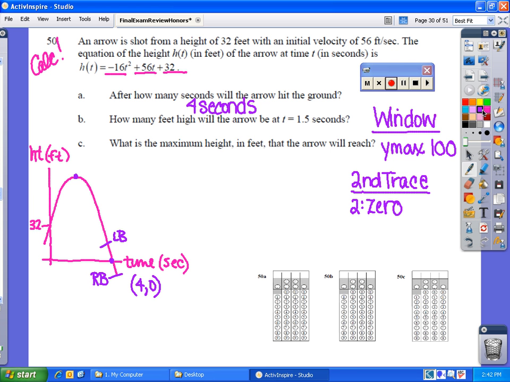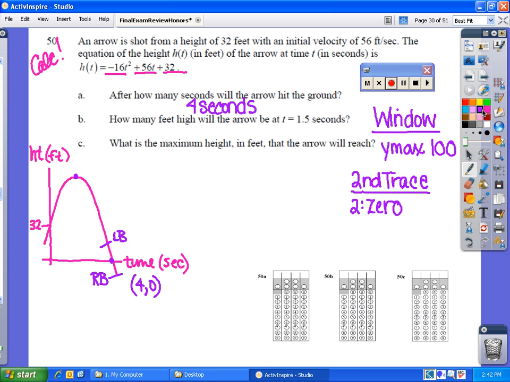In order to have decimal values in your calculator, you'll have to go to table setup and change your table start to 0, for instance, and the change in table to 0.5. This will allow you to see values in between the whole numbers.